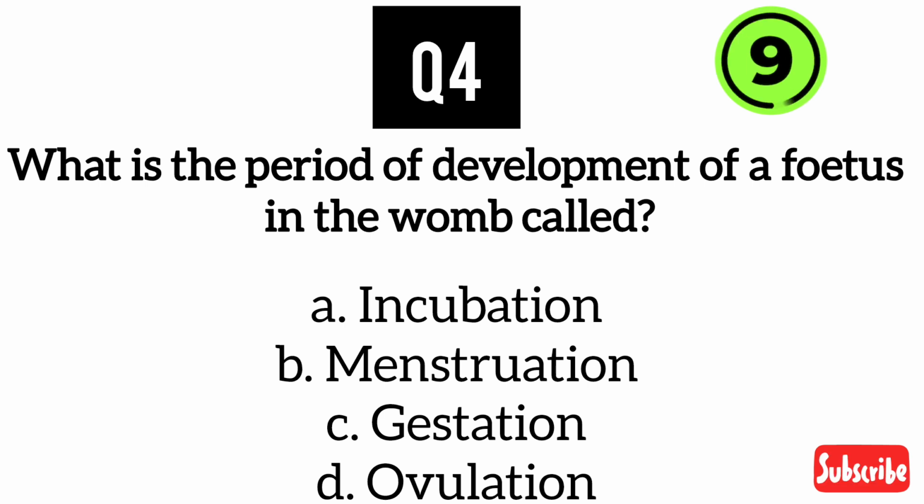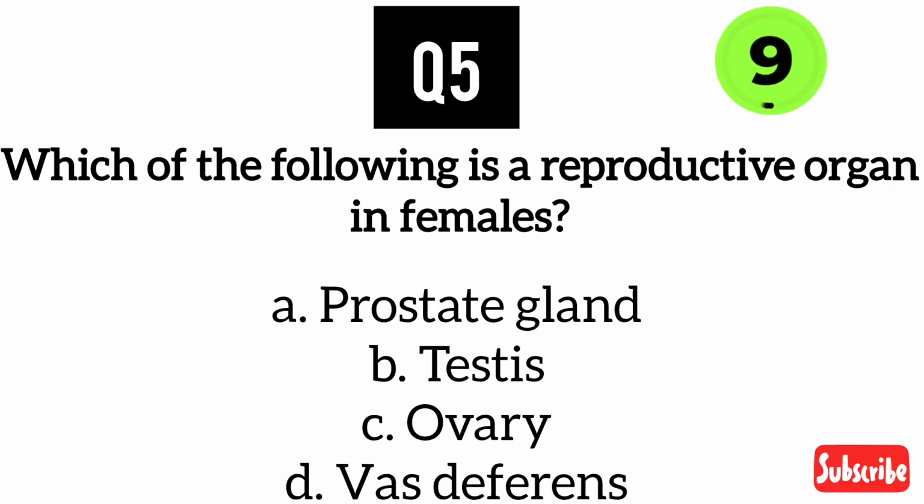Question 4. What is the period of development of a fetus in the womb called? A. Incubation, B. Menstruation, C. Gestation, D. Ovulation. So the correct answer is gestation. Question 5. Which of the following is a reproductive organ in female? A. Prostate gland, B. Testis, C. Ovary, D. Vas deferens. So the correct answer is ovary.